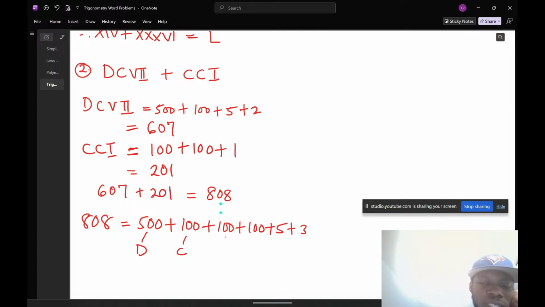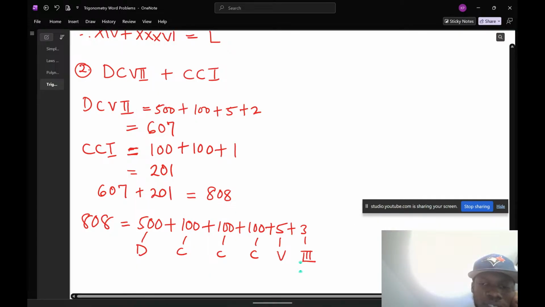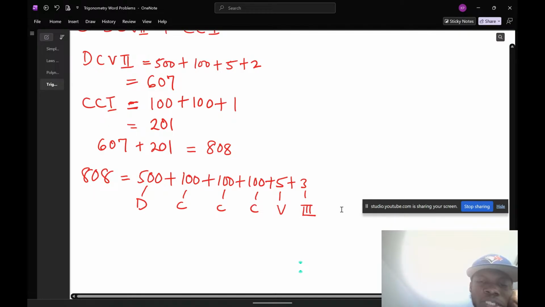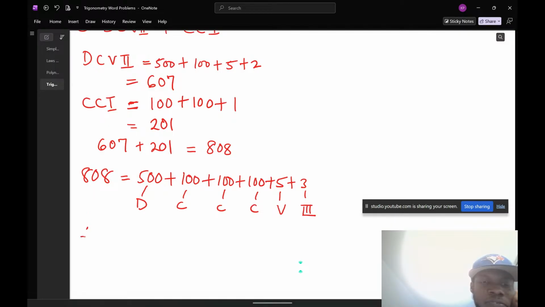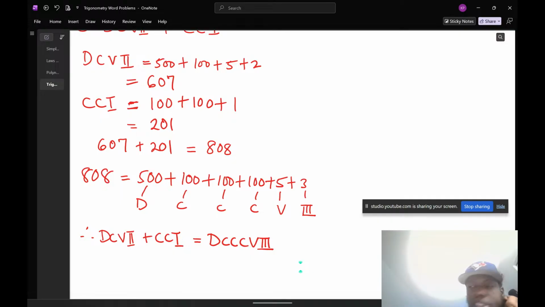100 is C. Okay? 5 is V. 3 is III. Right? So 808 will be DCCCVII. So therefore, we can say that DCVII plus CCI is equal to DCCCVII. Okay, so that's the answer for that.